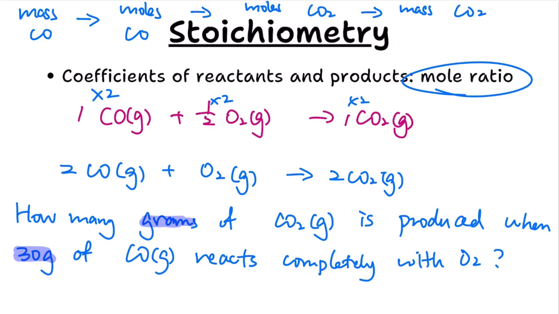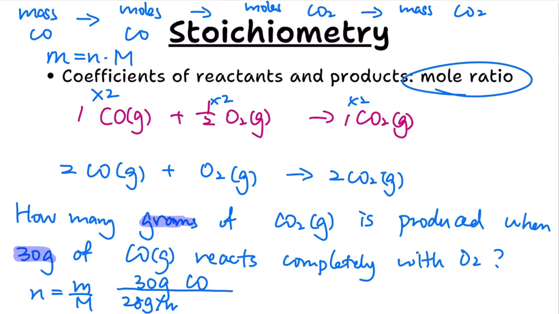So first off, how I do the conversion between mass of the carbon monoxide and the moles of the carbon monoxide is by using the formula of mass is equal to number of moles multiplied by the molar mass. So number of moles is equal to mass divided by the molar mass. So 30 grams of the carbon monoxide is divided by its molar mass of 28 grams per mole. Now I have the number of moles of the carbon monoxide.